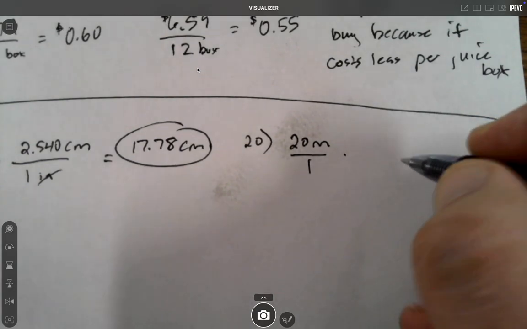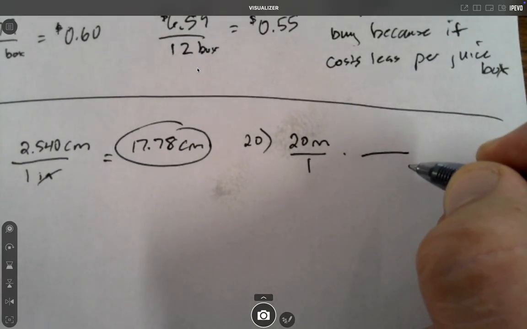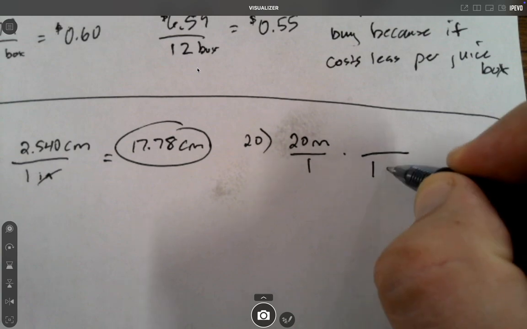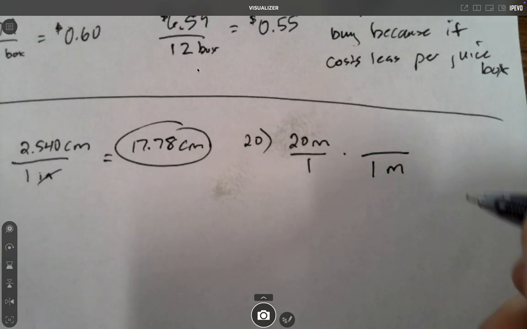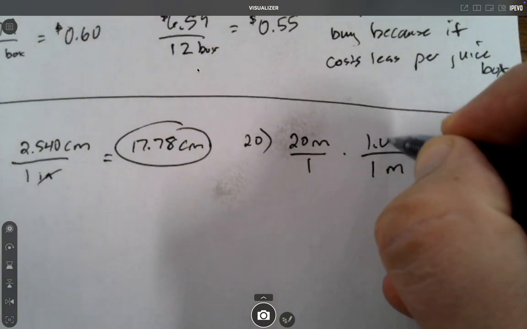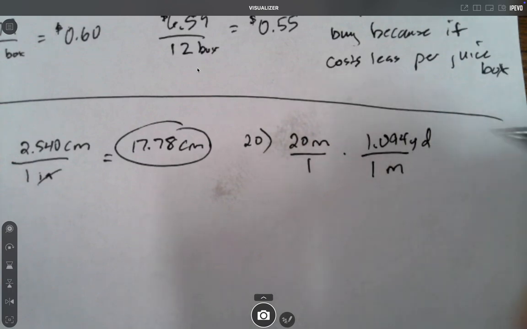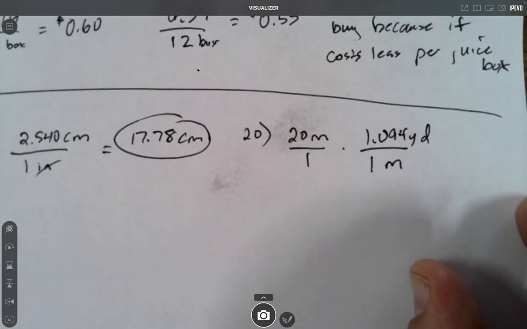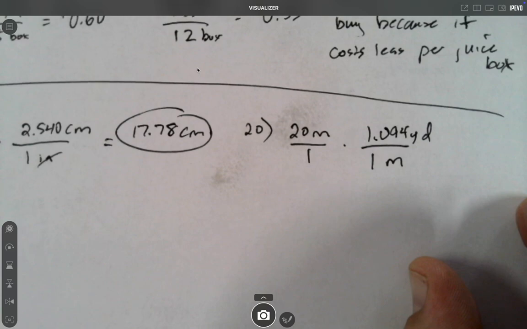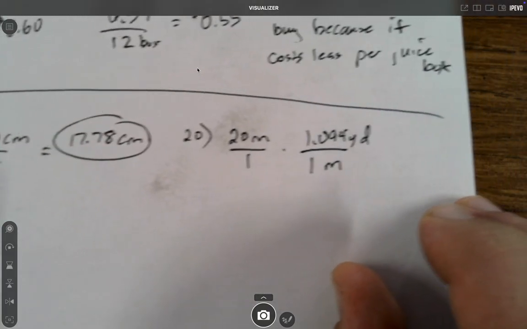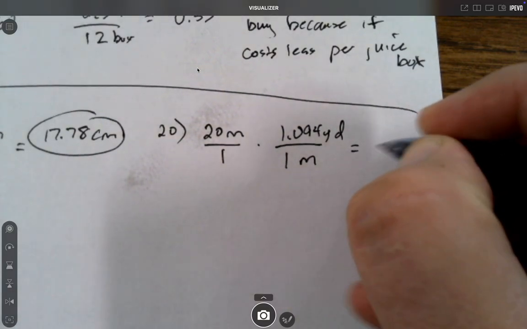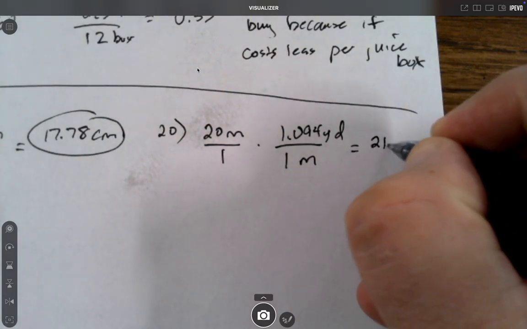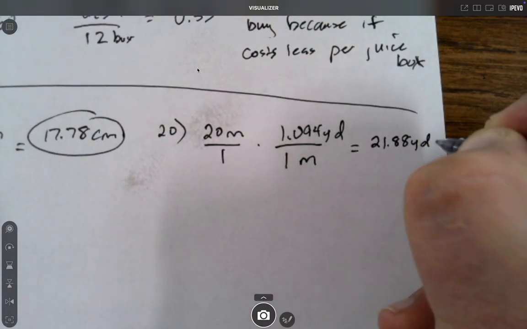You can use either one. Either way, though, you've got to put the meters on the bottom. So I'll just use the one that says 1 meter on the bottom. That's the one on the right column, and 1.094 yards on top. Now you'll get the same answer if you use the other one. That's completely fine if you do that. But we need to multiply 20 times 1.094, and we get 21.88 yards.